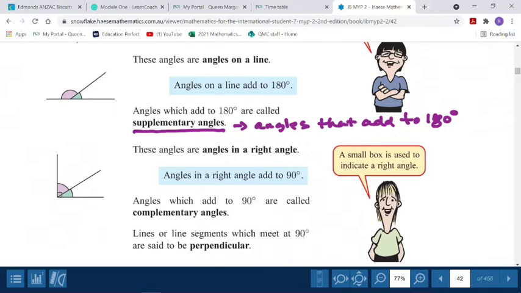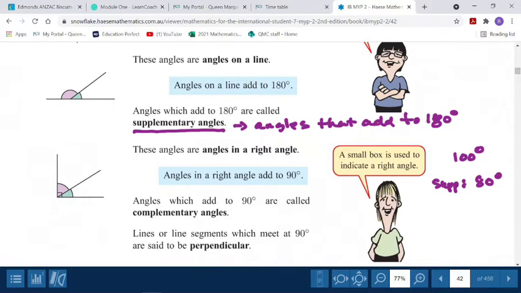Okay? If you're asked to find the supplement of an angle, then say you had 100 degrees, the supplement of 100, you would just take 100 subtracted from 180. So what would its supplement be? 80 degrees. Right? So supplements have to add together to give you 180 degrees. Make sense? Okay.